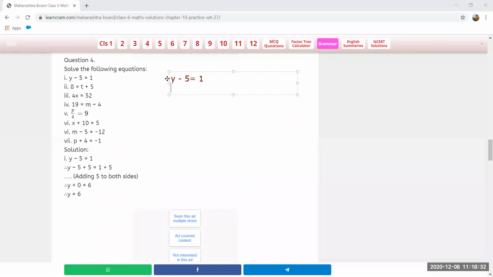Now Srishti, let me know in the chat box, this is for you. What are we going to do in the second step? Let me know in the chat box. Yes, Shubham is asking, we have to do it in the same manner. Yes, we are going to do this step in the same manner. Yes, Lokesh, what are we going to do in the second step, y minus 5 is equal to 1? Add 5 to both sides, correct? Add 5 to both sides, very good.